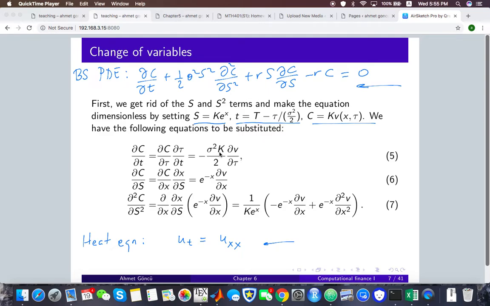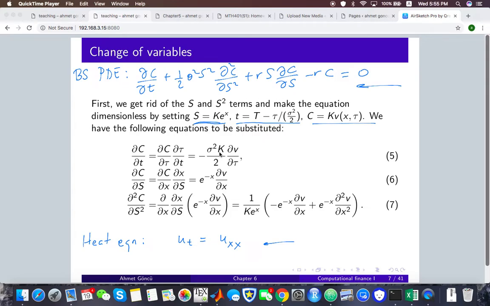Because remember, in the original Black-Scholes PDE, we have a terminal condition. But in the heat equation, we want to make that terminal condition an initial condition. So we can achieve that by subtracting this capital T minus tau term. Okay. And also you can see that we can get rid of this S by scaling it in terms of the strike price K times e to the power x.